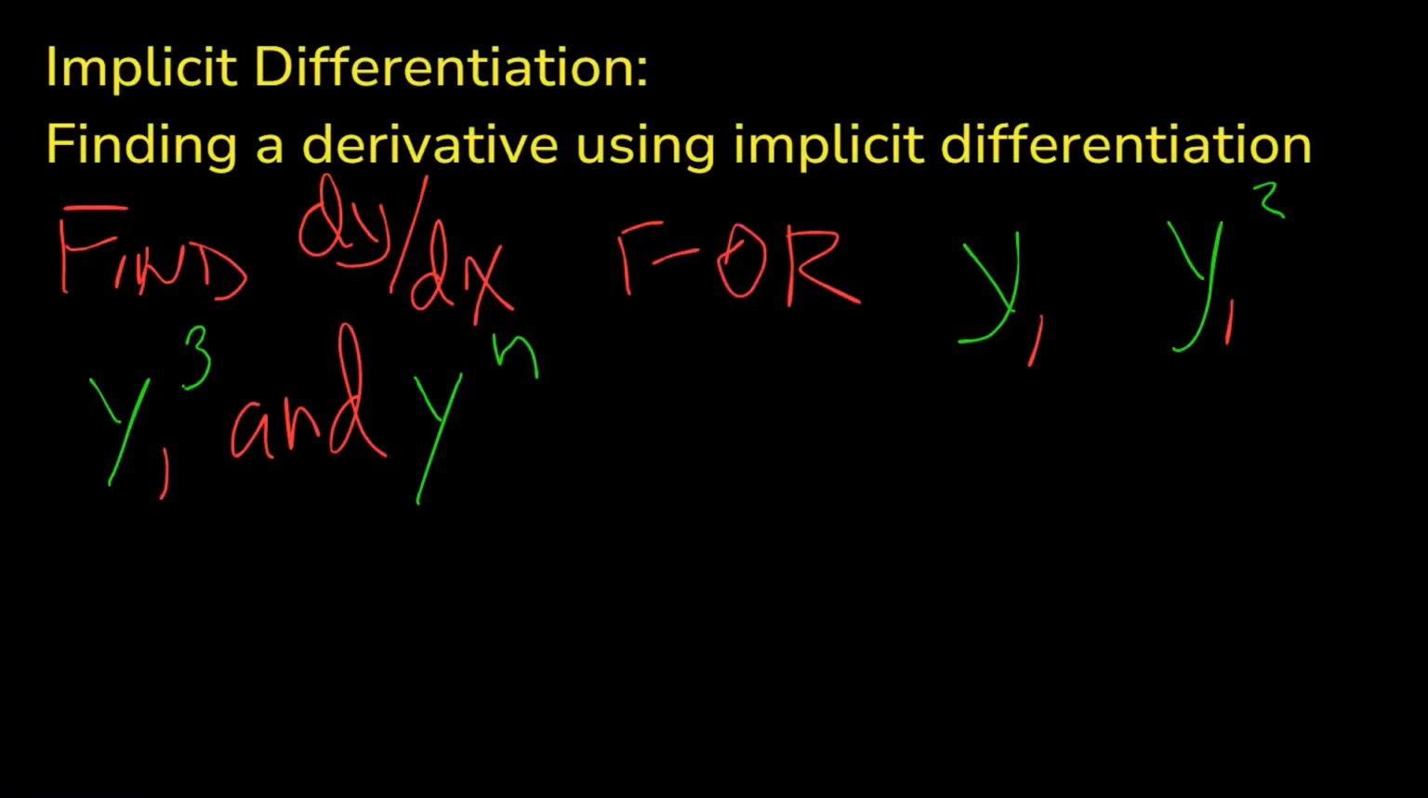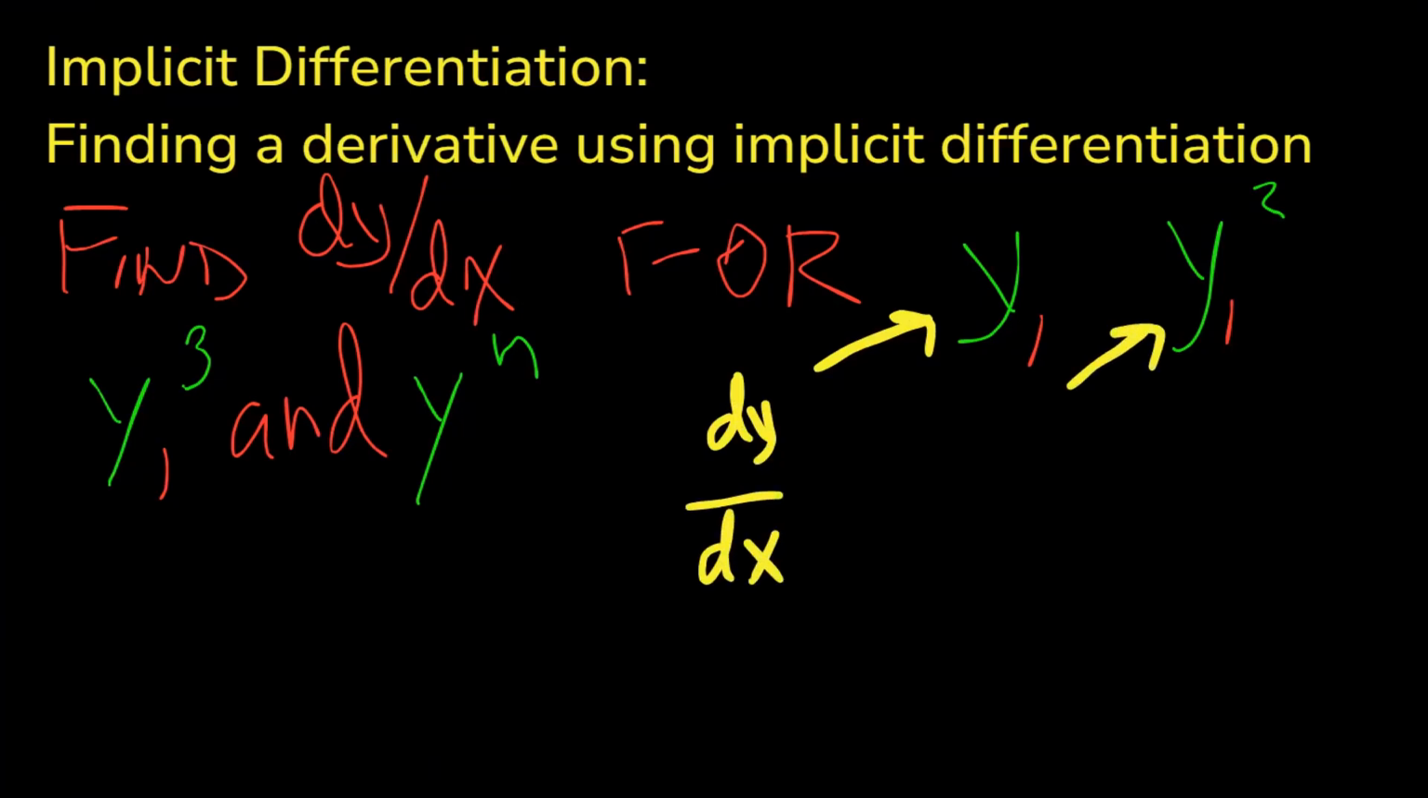Whenever we have a y and we are differentiating implicitly, it's important to know what to do. So I have a couple examples here. If I want to find dy dx for these 4 different situations, if it's just y, the derivative of y is dy dx. That's just the notation.